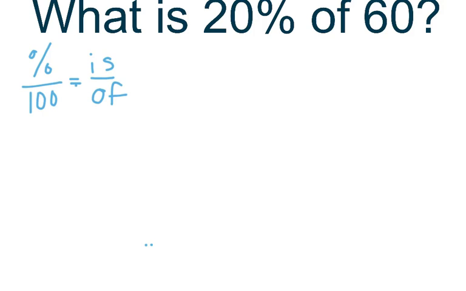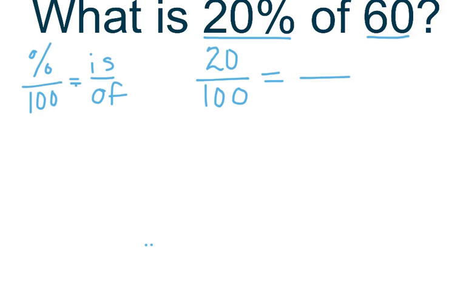I know that 100 is never going to change, so I'm going to go ahead and put that there. And then I'm going to scan my problem. The first thing I notice is that I have a percent sign. Anytime you see that percent sign, light bulb goes off, and that number is going to go over the 100. Then I'm going to look for my next ratio, and I see 60. When I see 60, if I look in front of it, it goes with the word of. Remember, of was at the bottom of my second ratio, so I'm going to put 60 at the bottom of that one.